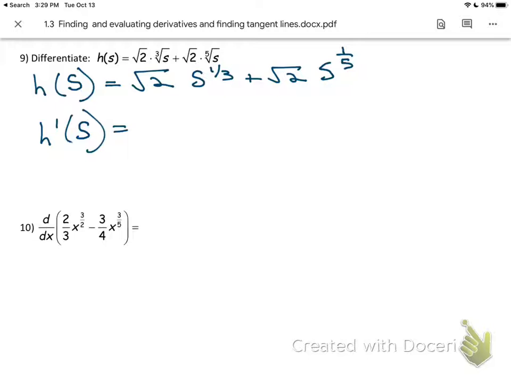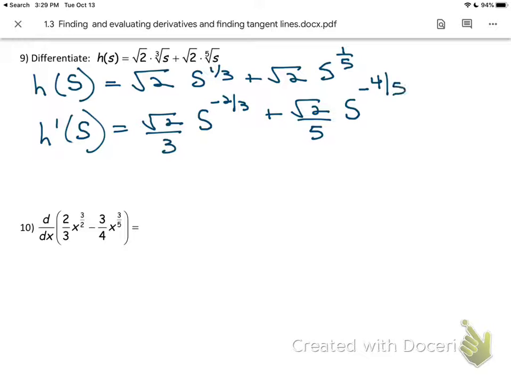Okay, so what do I get? I get 1/3, so radical 2 over 3 times s to the 1/3 minus 3/3, which is the negative 2/3, plus radical 2 over 5 times s to the 1/5 minus 5/5, which is negative 4/5. And that's all there is to it. Okay, this is in Leibniz notation. That means this is your function, and this is your derivative right there.